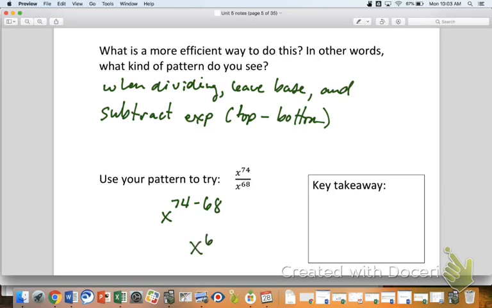Here's your key takeaway. If I have x to the a over x to the b, I get x to the a minus b. This is called, anybody want to venture a guess? If you're dividing, it's called a quotient. Did you say devotion? I didn't say devotion. No, he said quotient. He used a good word.